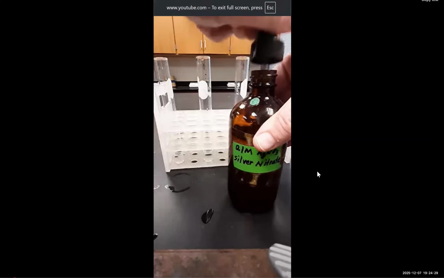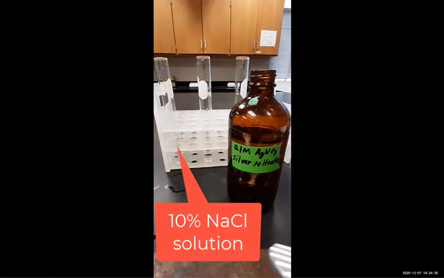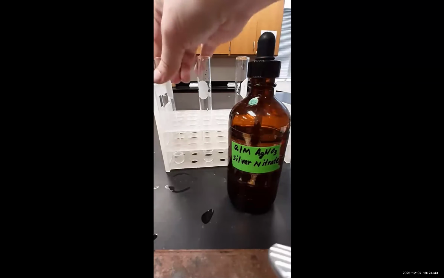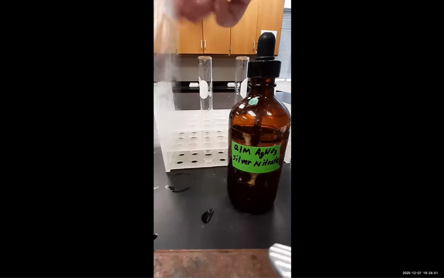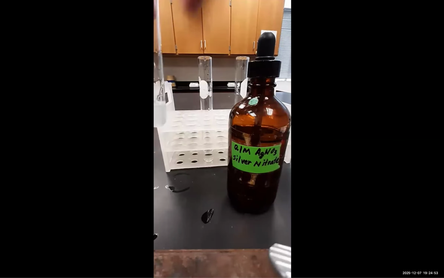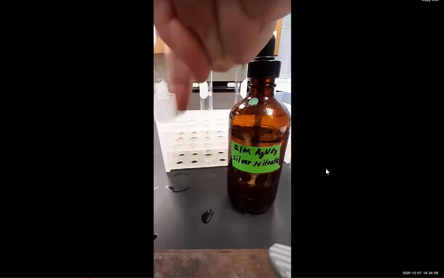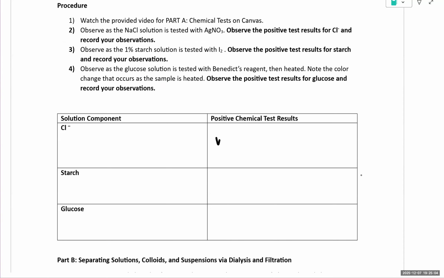So here we go. Here's the silver nitrate test for chloride. So silver nitrate is being very carefully added to the sodium chloride solution. And as we can see, almost immediately, as the solution is agitated, we can see a very clear generation of the white solid silver chloride. So for our positive test result, we can very clearly see a white solid. So that's what the positive test result looks like for chloride. We see a white solid precipitate.